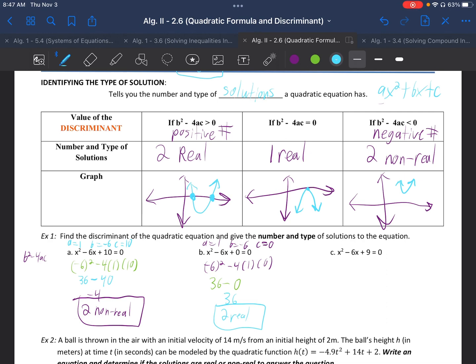I recommend doing the same thing on C as you did on B, where you try it alone. All right, so as we do b squared minus 4ac, we get negative 6 squared minus 4 times 1 times 9. And we end up getting 36 minus 36. That is exactly 0, which is our middle scenario, where you have one real solution. So it'll just barely touch the x-axis, like in an example we see here.